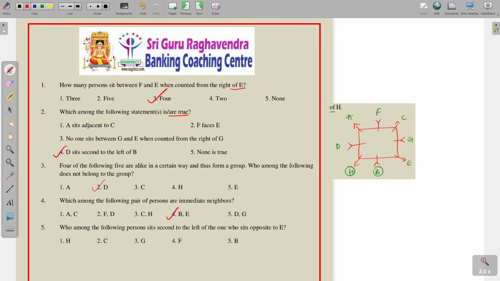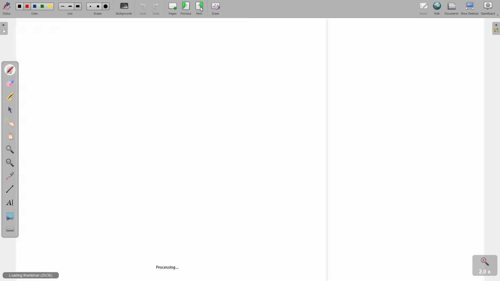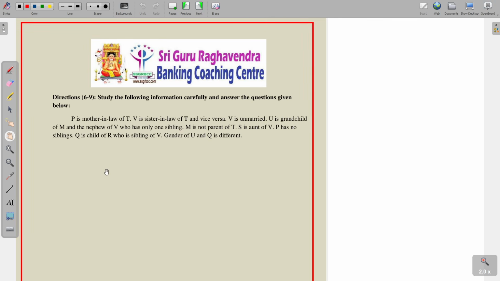Who among the following persons sits second to the left of the one who sits opposite to E? So actually opposite to E, that is A. From A, the person second to the left, that is H. H is the second to the left. Option 1 is the answer. Next, question number 6 to 9.